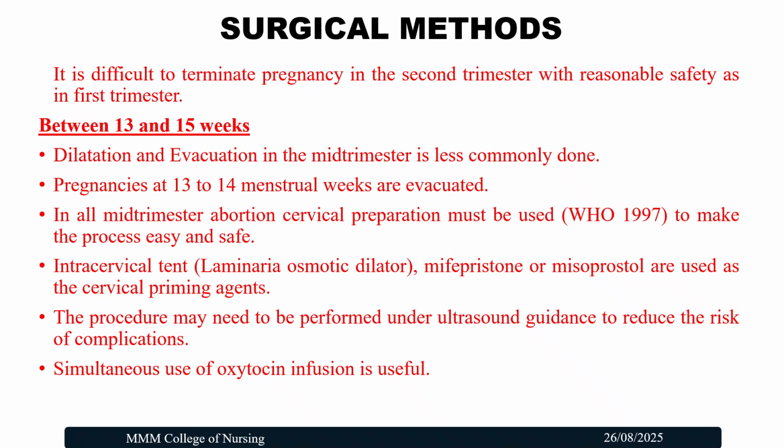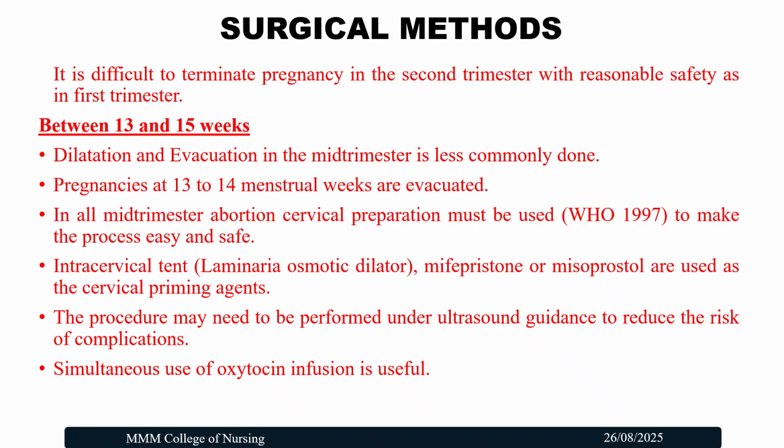Coming to the surgical method for second trimester abortion. Here it is difficult to terminate the pregnancy in the second trimester with the same safety as in the first trimester. So this procedure, between 13 and 15 weeks, is dilation and evacuation. In the mid trimester it is less commonly done, and pregnancies at 13 to 14 menstrual weeks are evacuated. In all mid trimester abortions, cervical preparation must be used to make the process easy and safe.